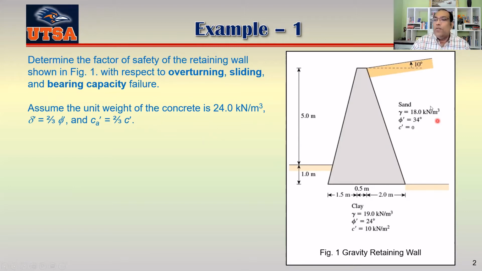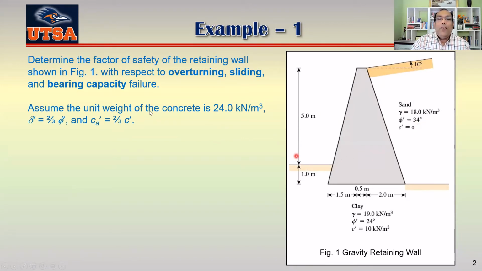Okay, so you have two different types of soils here. This one is sand. On the other hand, this one is clay. This one is basically at the bottom and the left of the wall. The right side is your sand.